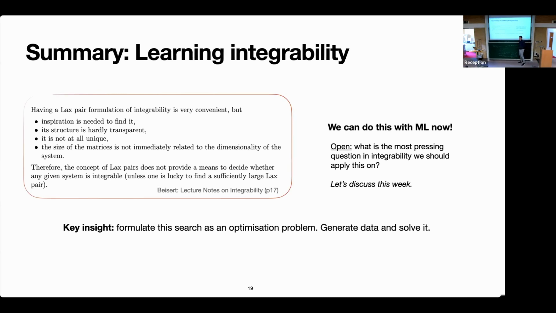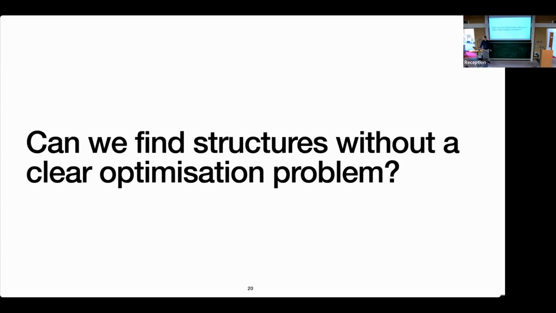The ansatz, I think, is where the power of this story lies, because the number of ansätze that you can go through by putting it on the machine is just enormous. The machine does not care about 1,000 by 1,000 matrices and things like this. The ansatz can be very, very flexible, and that is really the story for us. Okay, good. So can we find structures without clear optimization?